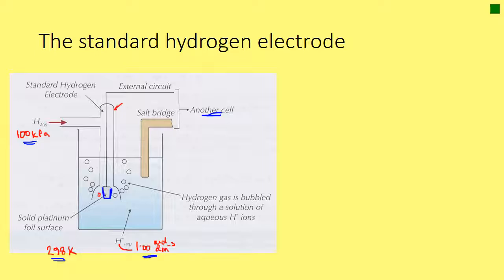So I just want to remind everyone of the standard conditions. We've got 100 kilopascals pressure of any gases. We've got 298 Kelvin that the reactions are conducted under, and we've got any concentrations of solution. In this case, we've got hydrogen ions. It needs to be 1 molar concentration.